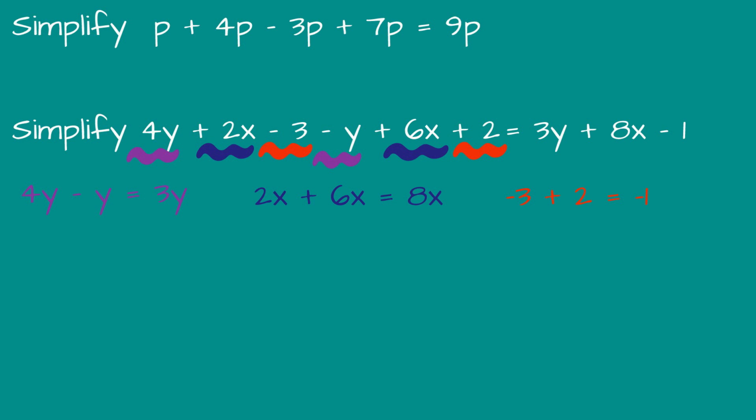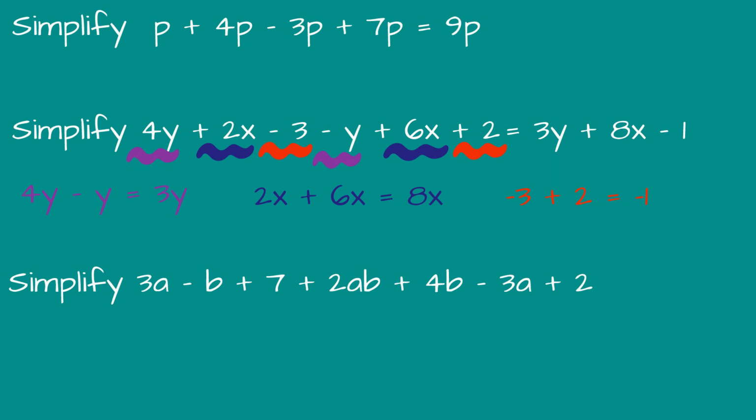Let's do another example that's slightly different. Again, we have a mixture of terms. Starting with the a terms. We underline these and discover that we have 3a minus 3a, so these cancel out to give us 0.